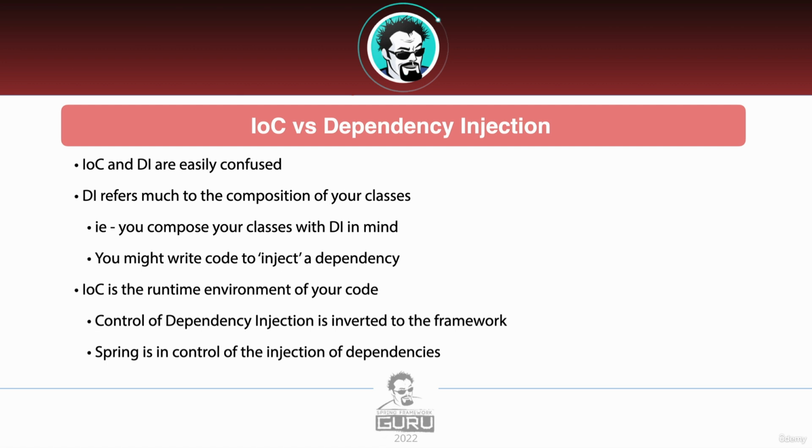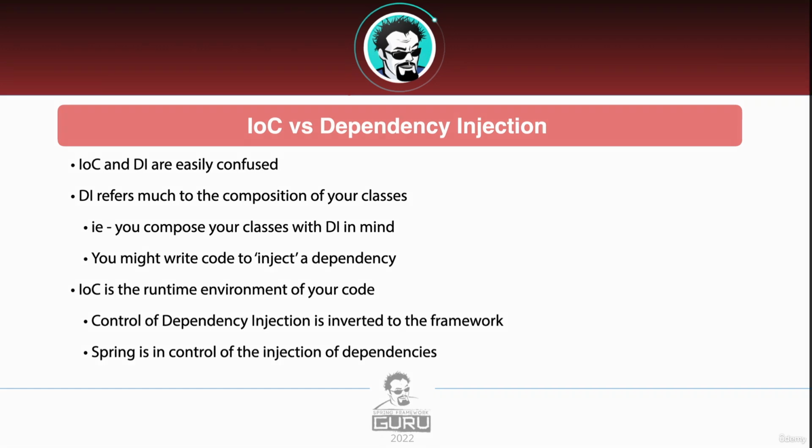Inversion of control is the runtime environment of your code. So you are taking your application code, putting it into the Spring Framework runtime environment. The control of dependency injection is then inverted to the framework. So Spring is going to be in control of what dependencies are injected. For example, you could have an application that has an H2 in-memory database and a MySQL database and that data source. You can set up a switch as to which one gets injected. So your application will run on both, but at runtime, you decide which database you want to be talking to.